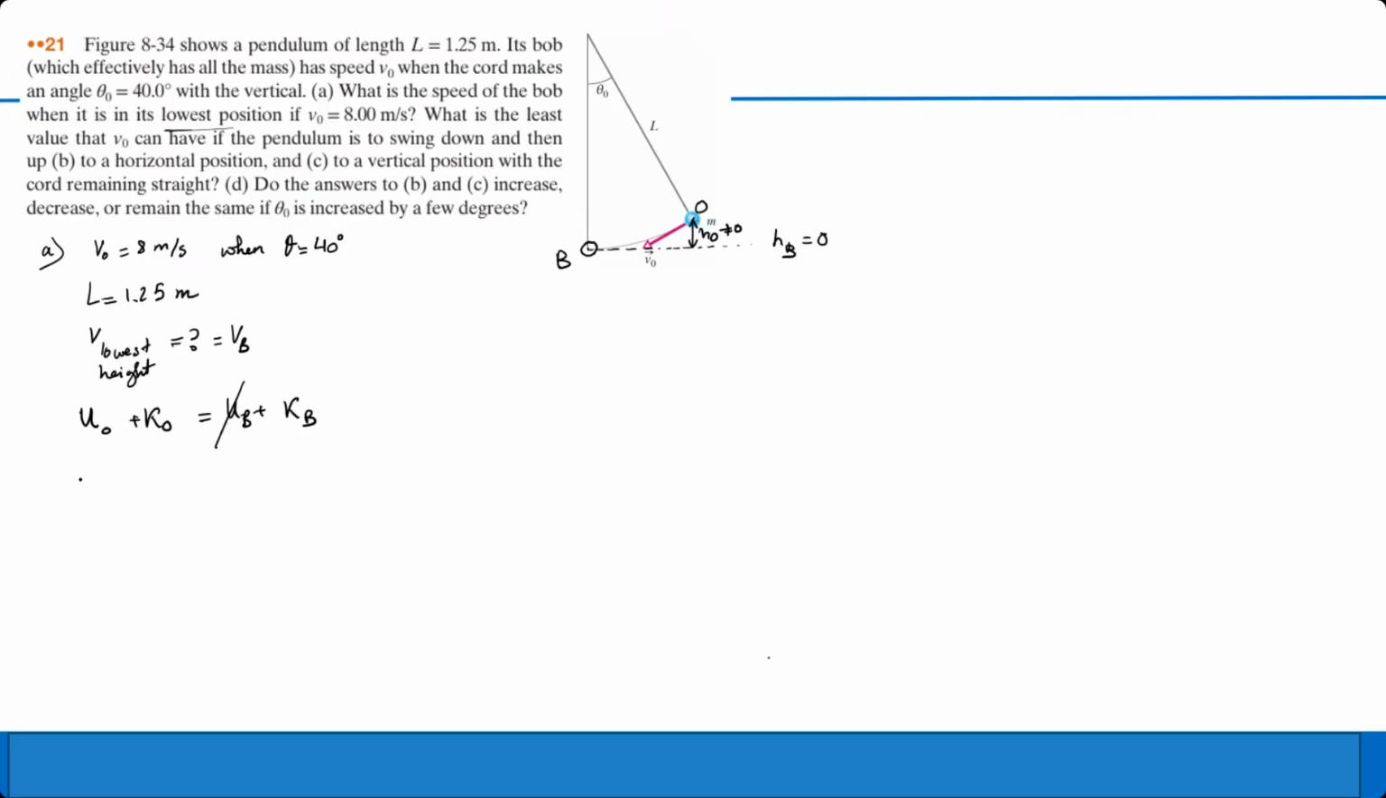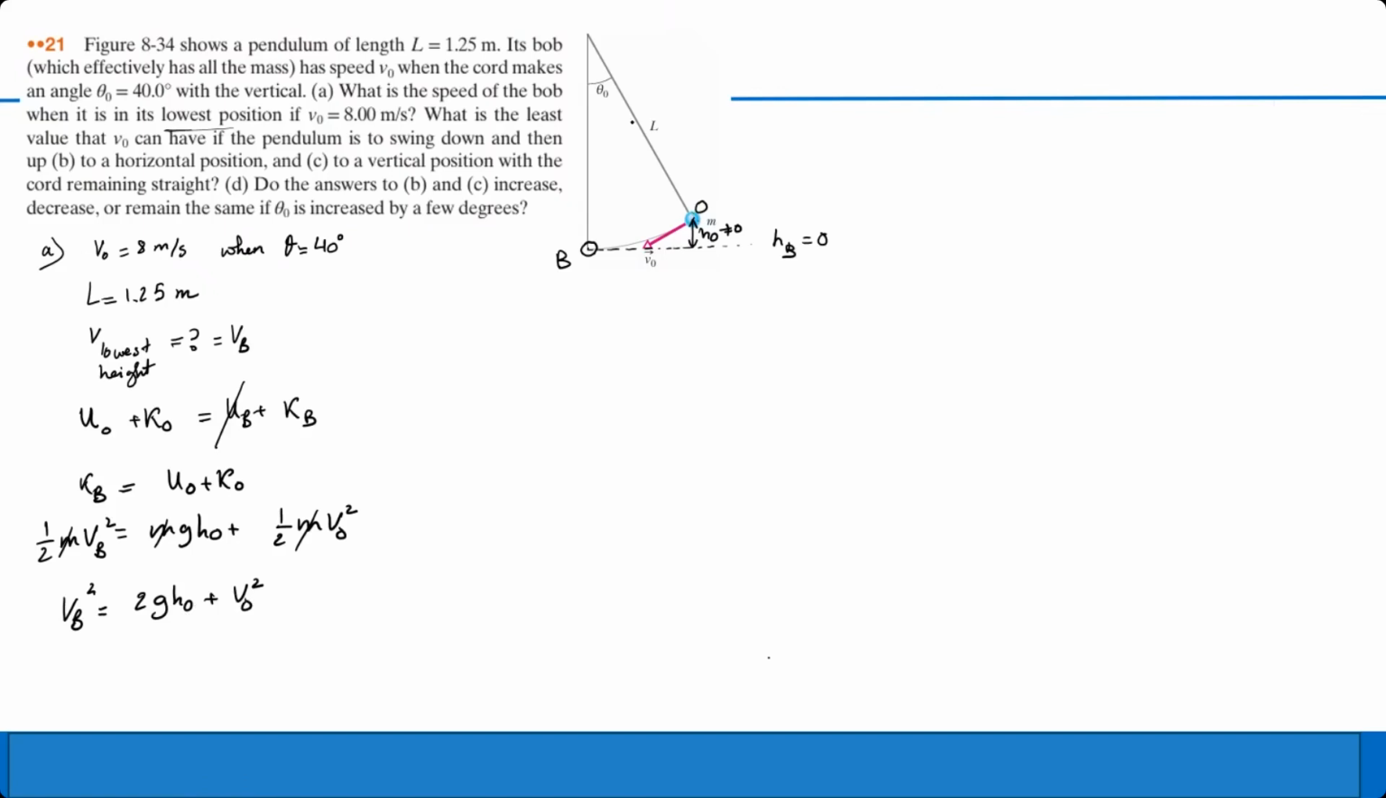If I try to solve for KB, it will be UO plus KO, which is MGHO plus half M VO squared. I want VB, if anything, then the masses will cancel out. I'll get VB squared equals 2GHO plus VO squared. Looks good. What I still need is the height at O. I know the speed, it is 8 meters per second, here it is, but I don't really know the height at O, but I can solve for it.